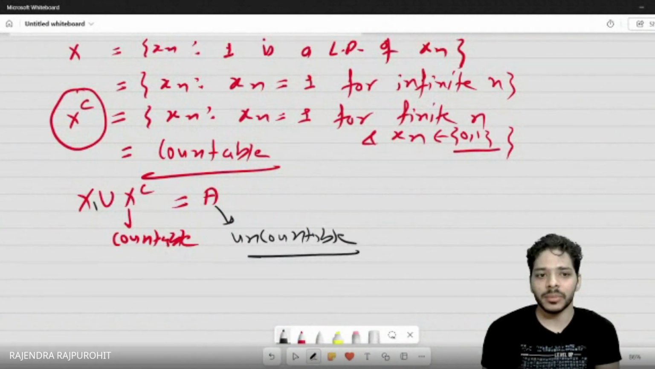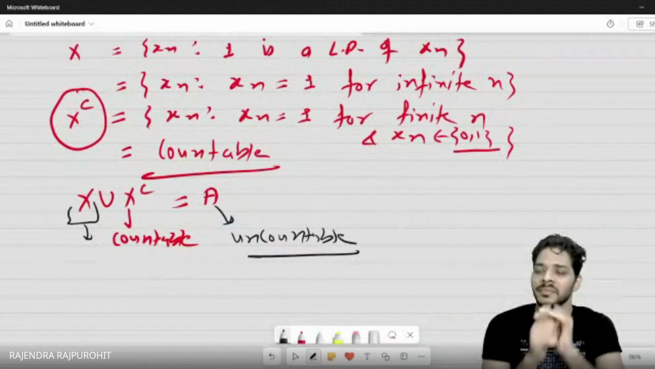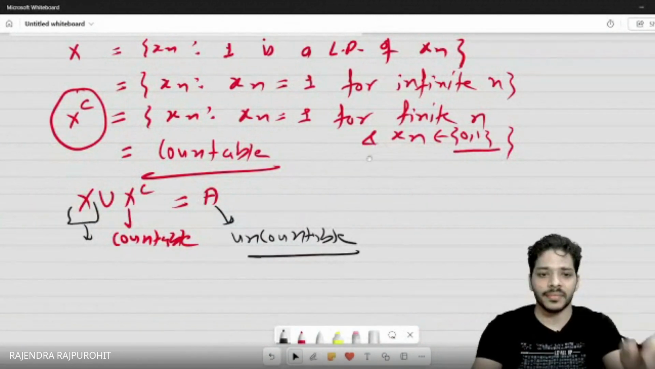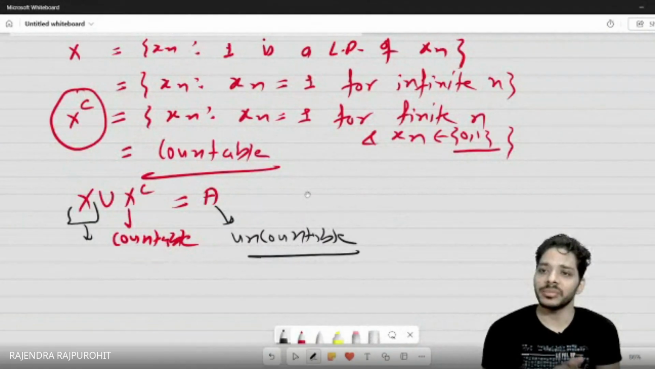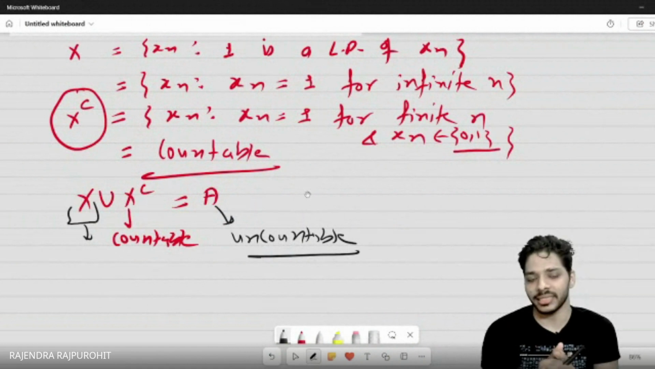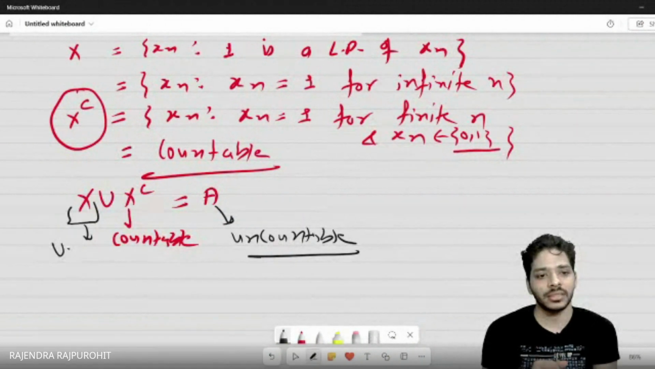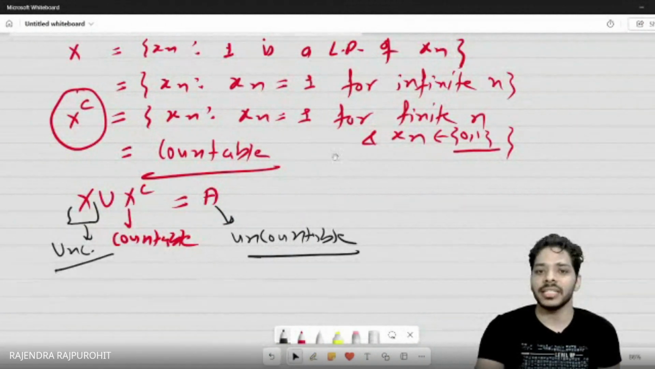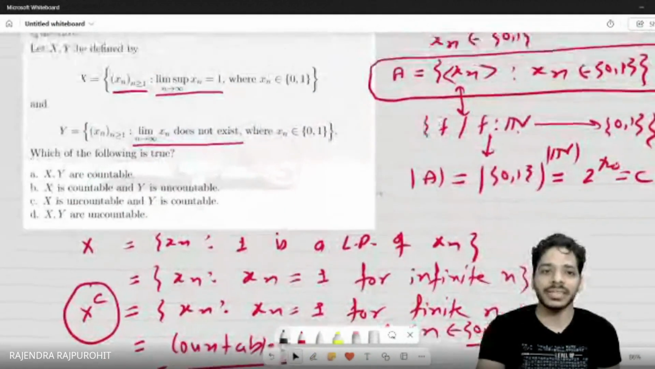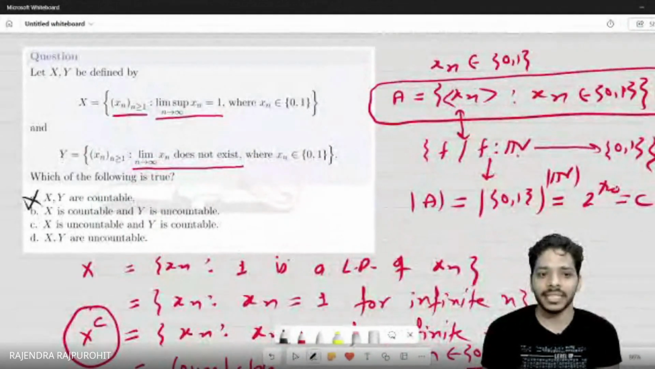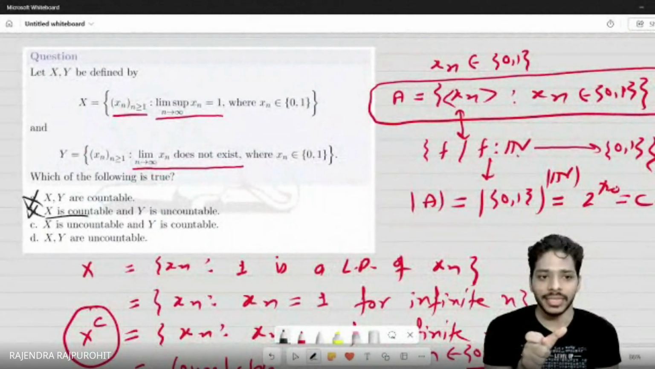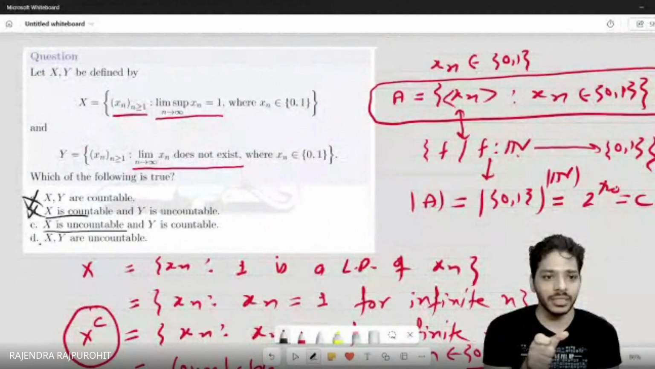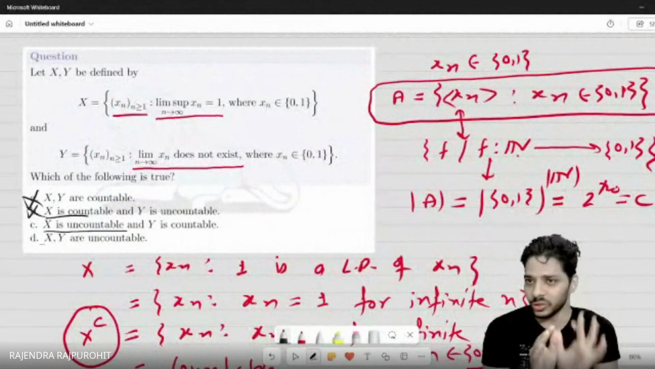Now what can you say about this set X? Anyone? X must be uncountable because it is the complement of a countable set in an uncountable set. Thus X must be uncountable, right? And we can easily select that your X is actually uncountable. Option A is gone because it says X and Y are uncountable. X is countable, that is also gone. X is uncountable, X is uncountable. So we are left with two options now.